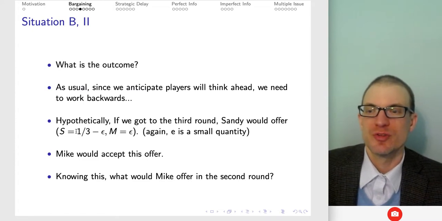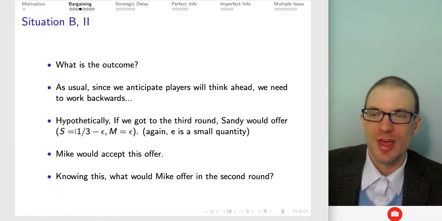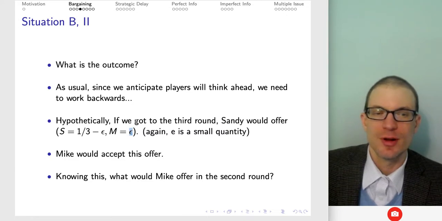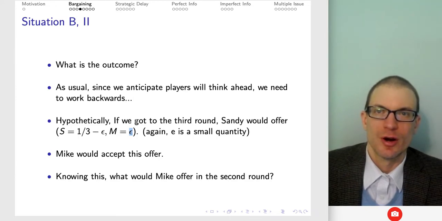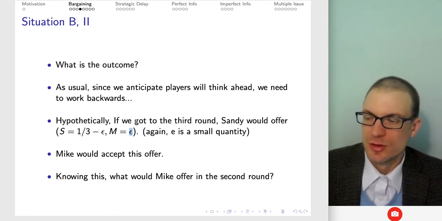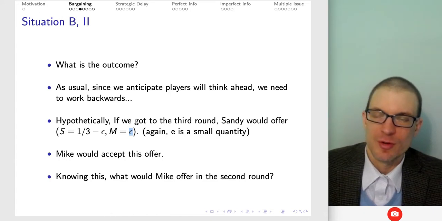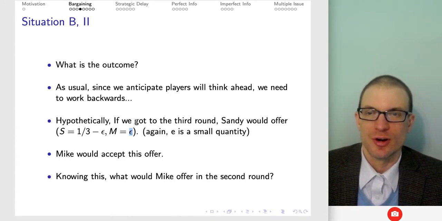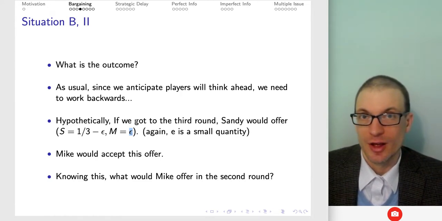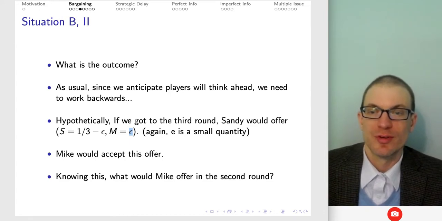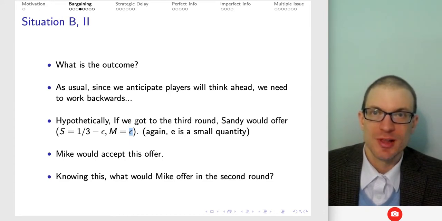One question you might have is, what's this epsilon doing? This is saying Sandy would offer 1/3 minus just a little bit, and then Mike would get just a little bit. Epsilon is some small positive number. This is like the second degree price discrimination in the advanced pricing lecture, where I had the example of pricing the high product at 90 or 89 instead of at 100. That 90 or 89 we could also have written as 90 minus epsilon. The idea is that it's just enough to make them strictly prefer.